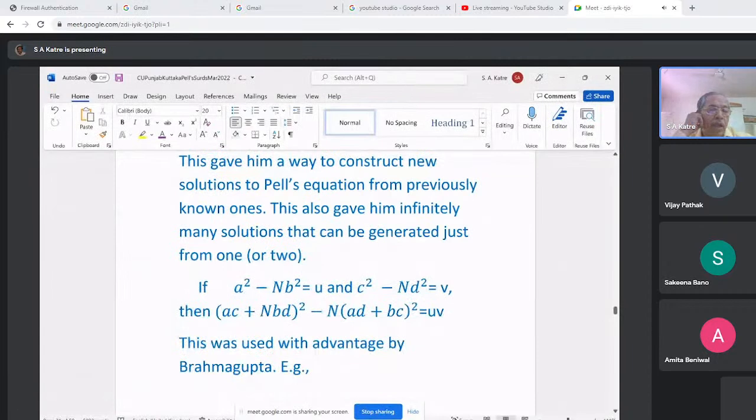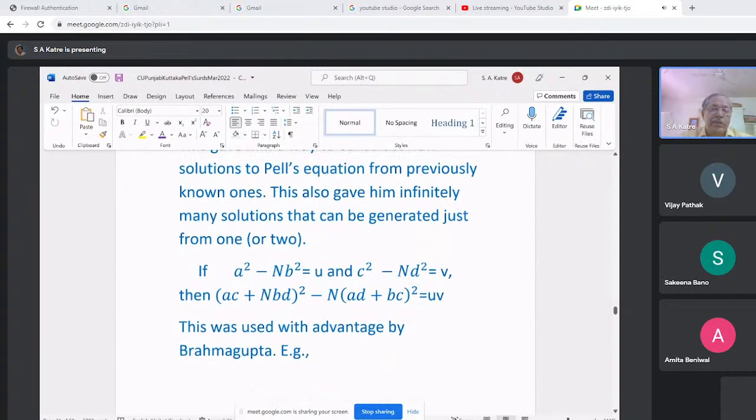Suppose a square minus n b square equals u and c square minus n d square equals v. Then if you take the product, by using that identity, you will get (ac plus nbd) square minus n into (ad plus bc) square equals uv. So if the right hand side is u in one equation and v in another such equation, then you can get a new equation of the same type in which the right hand side is u times v.